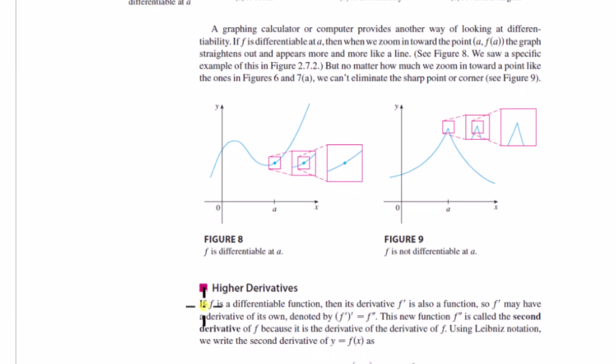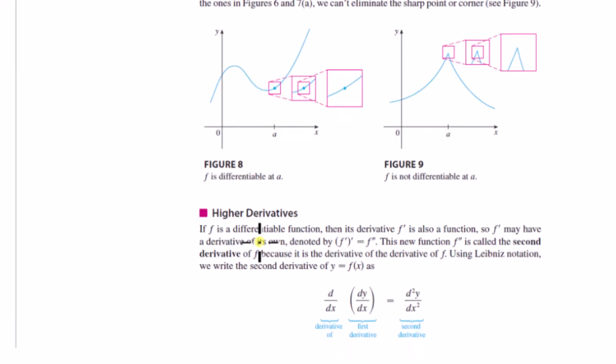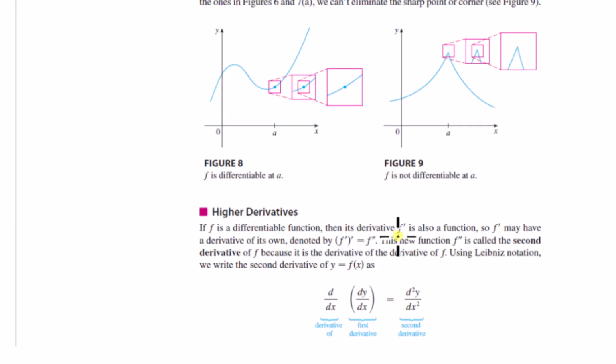Okay, now higher derivatives. If f is a differentiable function, then its derivative f prime is also a function. So f prime may have a derivative of its own. Any function of x we've just seen, you can take its derivative. So if f is differentiable and has a derivative f prime, which is also a function, then perhaps f prime has a derivative. We take the derivative of f prime, which is f double prime.